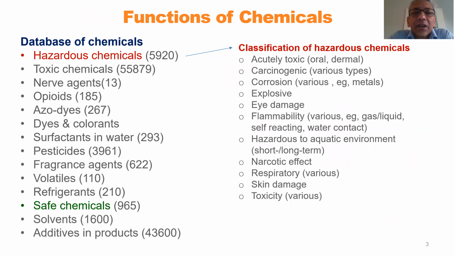Let me start with our database and some useful functions that we have added in the database. The database contains a large number of chemicals, also organized in terms of their effects, like harmful effects, hazardous chemicals, toxic chemicals, etc., as well as functions, pesticides, fragrance, refrigerants, and so on. If we take the hazardous chemicals, we have about 6,000 compounds, and their harmful effects are organized in terms of acutely toxic, carcinogenic, and so on. So as soon as we know a chemical, if we have identified that chemical, we can find out if they exist, what harmful effects they will have.